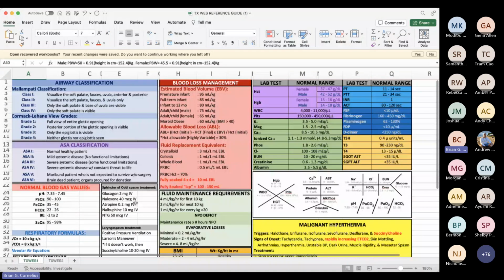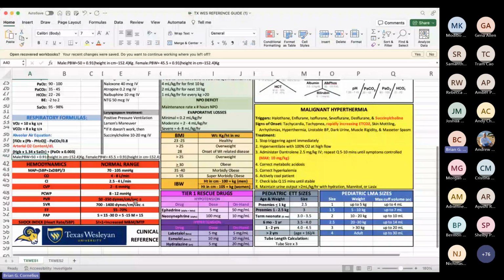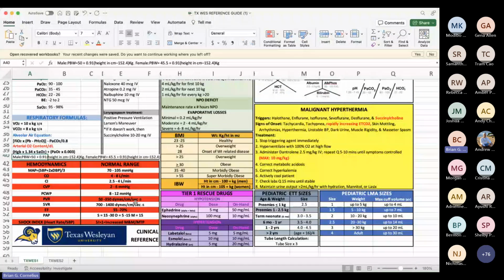Just some lab dosages up here for you. MH dosages are a big thing. So starting dose 2.5 mg per kg IV, and then you can repeat it about every 5 minutes till you get to 4 dosage, which is usually 10 mg per kg.